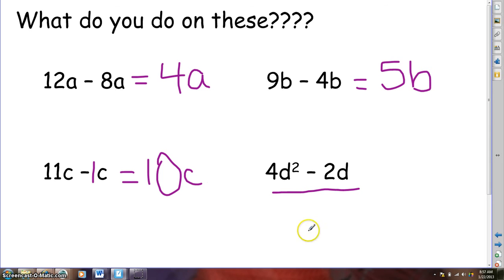Now, since we've taken a look at these, you're going to go back to the Angel folder, and you're going to try some of the sample questions that are in there.